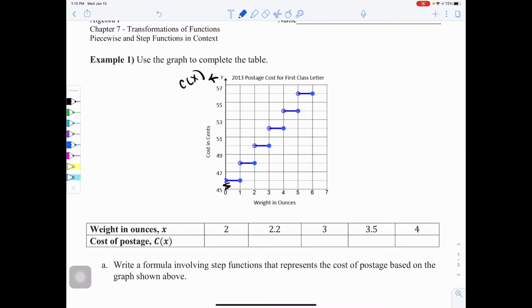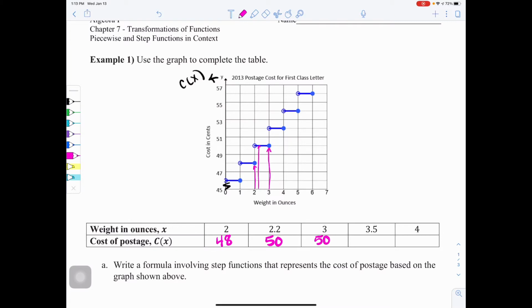So when X is 2, if I find this on the graph and I look at 2 and I follow it up, I see that I'm at a cost of 48 cents because that circle is filled in. For 2.2, we're going just a little bit past, and we end up having to follow it up and go to the next line, which is actually at 50. For 3, when I follow that up, I have a closed circle at 50. So that means the answer is 50.